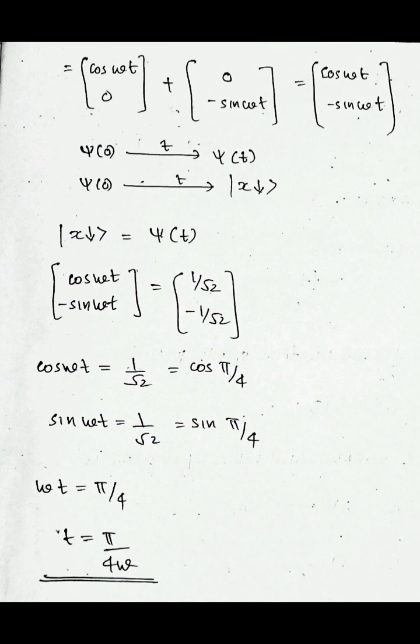Comparing both sides, we can write cos omega t is equal to 1 by root 2. This implies this is equal to cos pi by 4. And sin omega t is equal to 1 by root 2. This is equal to sin pi by 4. That means omega t is equal to pi by 4. That means t is equal to pi by 4 omega.